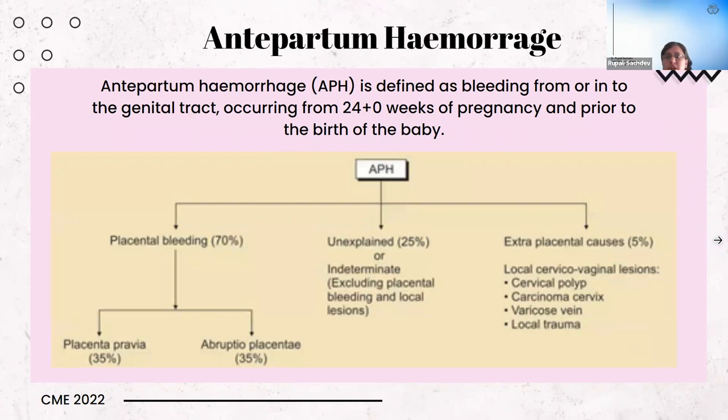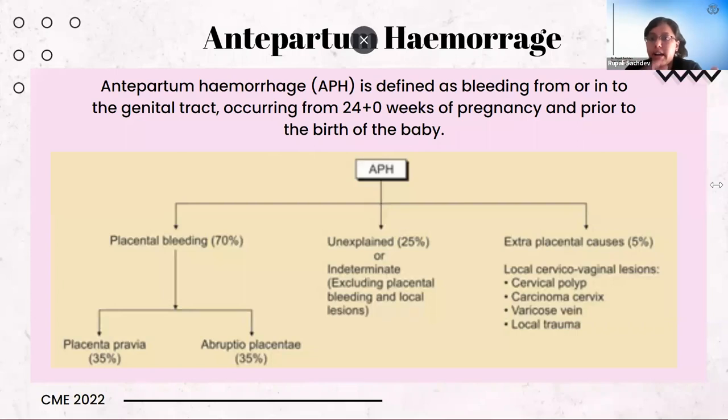Okay. Moving on to another very important topic, which is antepartum hemorrhage. Antepartum hemorrhage is defined as bleeding from or in the genital tract occurring from 24 weeks of pregnancy and prior to the birth of the baby. Antepartum hemorrhage can be of three categories. Basically, you can have a placental bleed, which is 70% of the cases. These are further subcategorized into placenta previa and abruptio placentae, or abruption of the placenta. You can have unexplained or indeterminate causes of antepartum hemorrhage, or you can have extra placental causes.